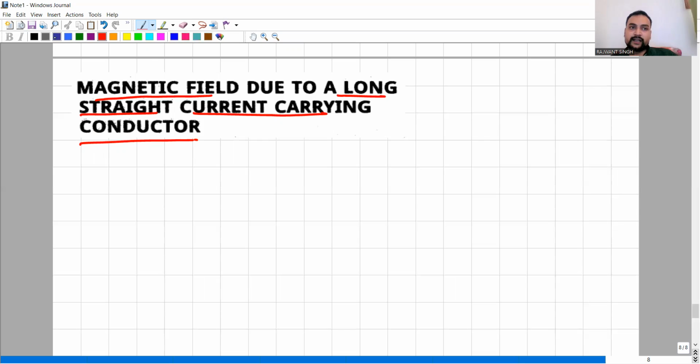A long straight current carrying conductor means you have a conductor which is straight and long. So long, you can say it is infinite on both ends, or maybe infinite on one end, or not infinite on any end, basically finite length, anything but a long straight conductor. And we are going to find the magnetic field at a certain point P. So this is what we need to find the expression for.